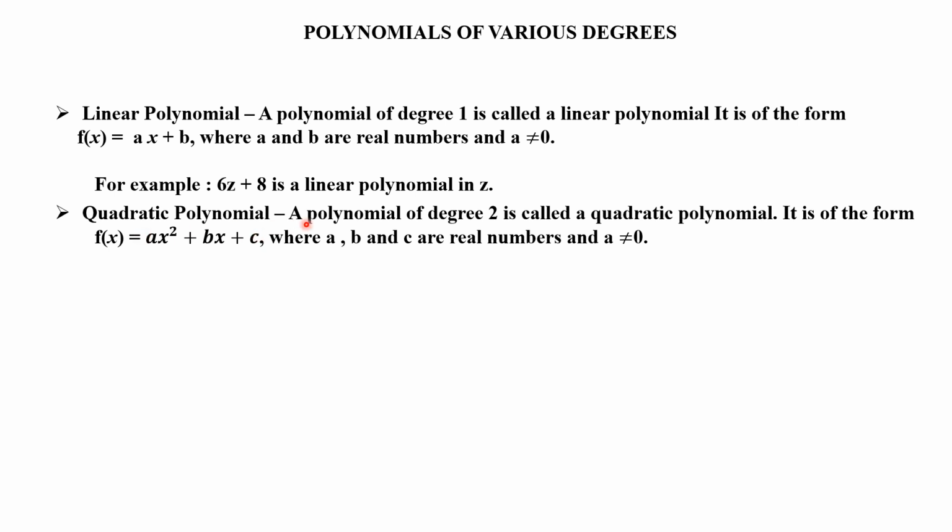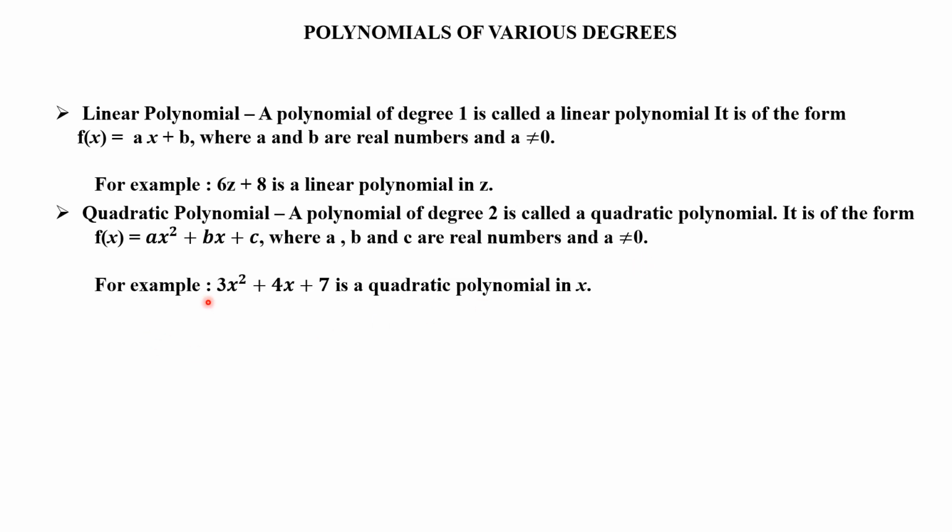Now next is quadratic polynomial. A polynomial of degree 2 is called a quadratic polynomial and it is of the form f(x) equal to ax square plus bx plus c, where a, b and c are real numbers and a should not be equal to 0. Again if a is 0, this first term will become 0, so it will be bx plus c, then it will become a linear polynomial. That's why this condition is mandatory. a should not be equal to 0.